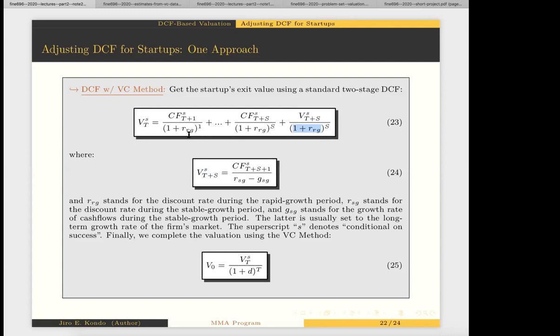Now, one thing to notice is in step 1 and step 2, we use different discount rates. So we use our stable growth discount rate for discounting every point in time after time t plus s. But between time t and t plus s, we discount at the rapid growth discount rate, because after time t plus s, this is reflective of the risk of the company. But between time t and t plus s, we've actually got a higher level of risk for the company because it's still a riskier high growth company.